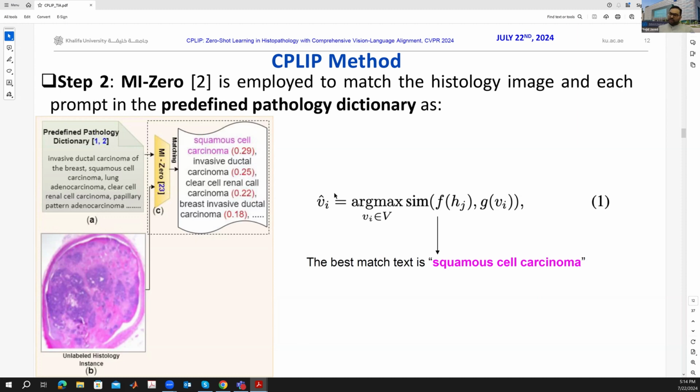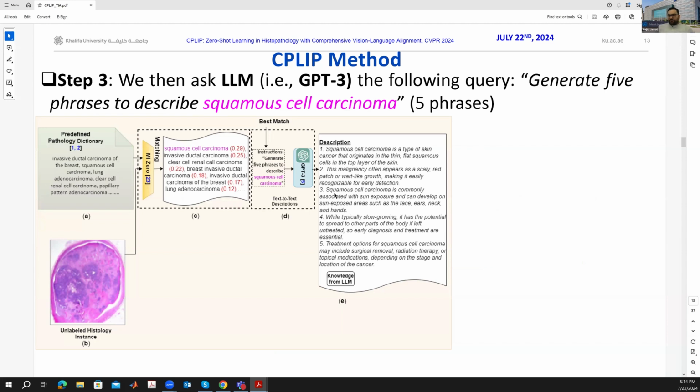So squamous cell carcinoma is the best match word, which we would like to extend to fulfill the concept of comprehensiveness. We asked GPT, the large language model, the following query: generate 5 phrases to describe the squamous cell carcinoma. Here GPT-3 pulls out a couple of descriptions. For instance, squamous cell carcinoma is a type of skin cancer that originates in the flat squamous cells in the top layer of the skin. So GPT pulled out 5 similar textual descriptions for us when we asked it to generate 5 different phrases to describe squamous cell carcinoma.